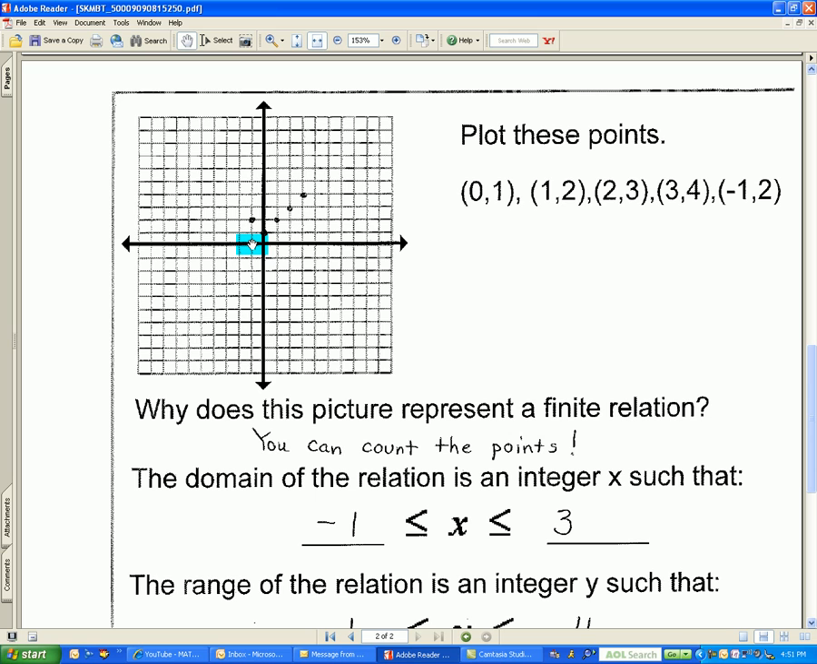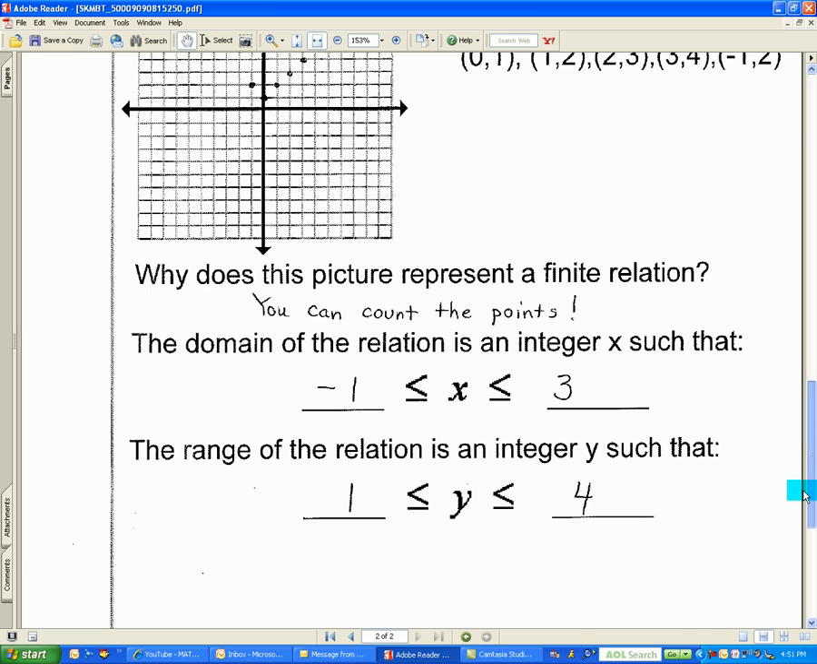The way I teach my students to find domain is I tell them to scan from left to right. So, when they look at this graph and scan from left to right, the leftmost x value is negative 1. I continue scanning and the rightmost x value is a positive 3. So we put negative 1 in the first blank, we put 3 in the second, and that's basically telling me that the domain is any integer between negative 1 and 3.